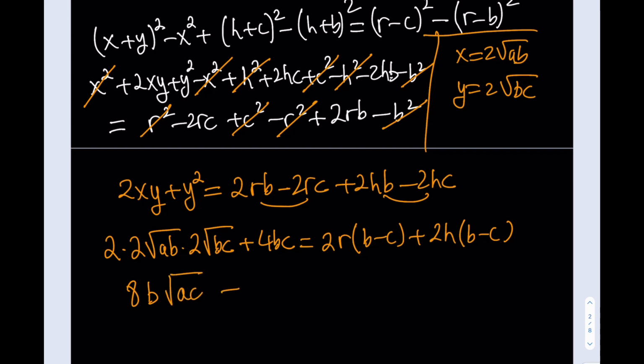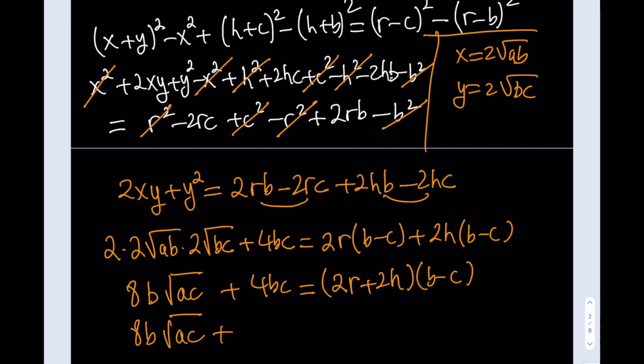Okay? Plus 4BC. Now I can put this together. 2R plus 2H. And then I could probably do the following. Why don't you just take out a 2, right? And that should give me, when I take out the 2, it should give me something nice. Oh, so it's going to be 2R plus 2H multiplied by B minus C. And then we can simplify this a little bit more. Okay. So what I can do here is continue.